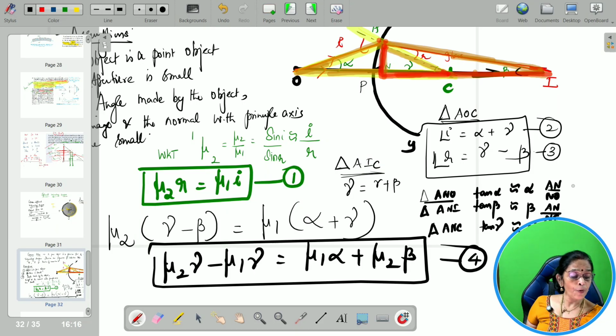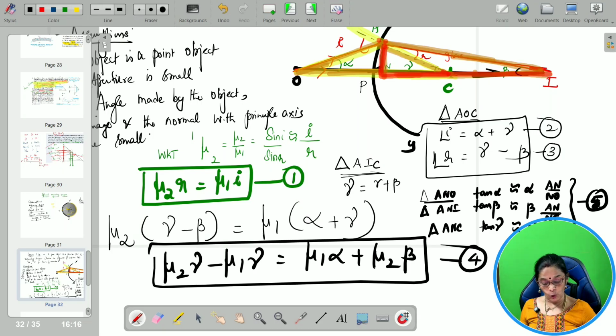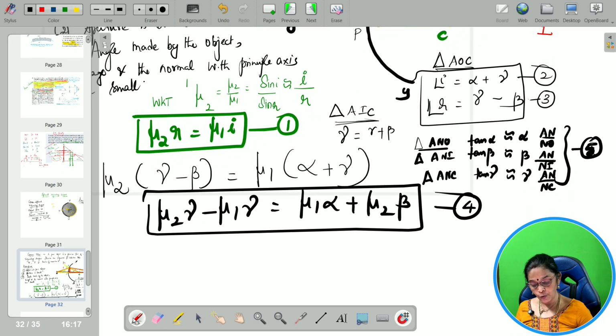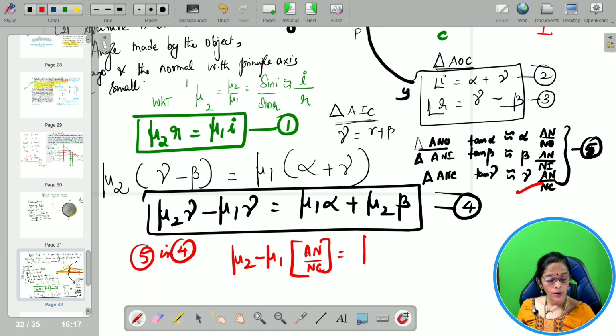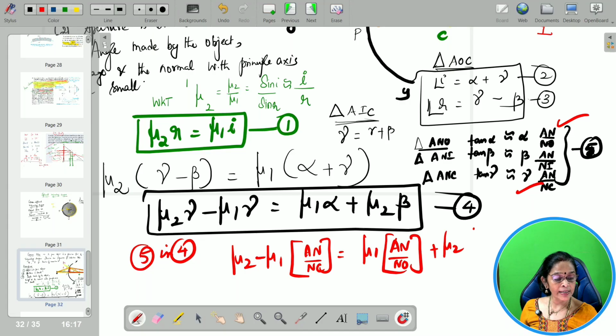So this is equation number 5. Substituting 5 in 4. When I substitute, mu2 minus mu1 into gamma, what is gamma here? AN by NC, is equal to mu1 into alpha. What is alpha here? AN by NO, plus mu2 into beta, that is AN by NI.